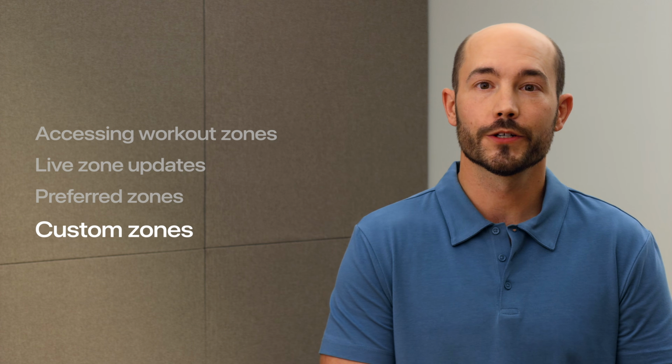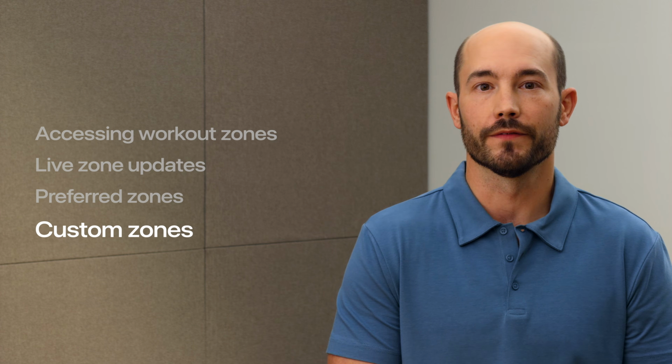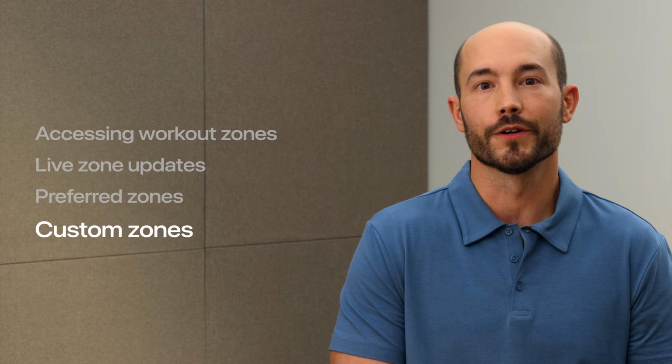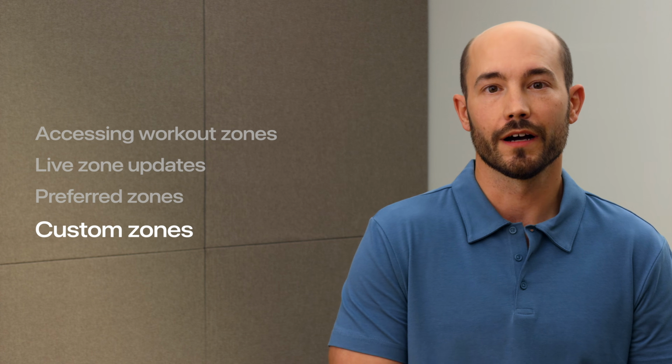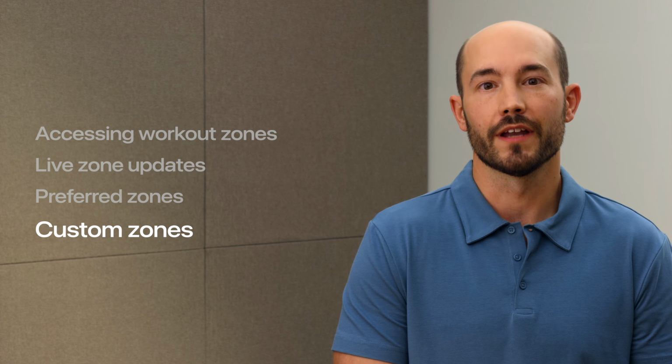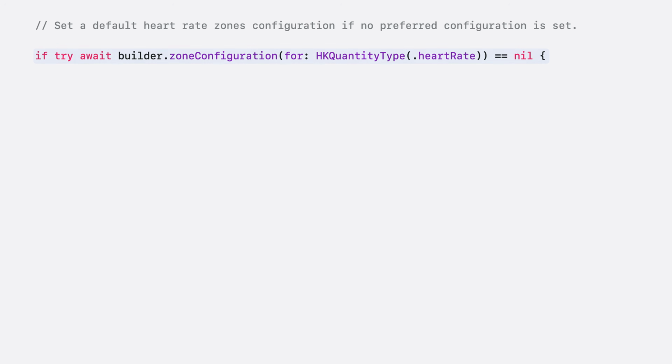Custom zones are the right choice when your app has specific zone definitions that differ from zone preferences in health settings, such as a training platform with a proprietary zone model. I can use these two concepts in my app to provide a custom set of heart rate zones if they have not been configured directly. First, I can check if a preferred heart rate zone configuration has been set.